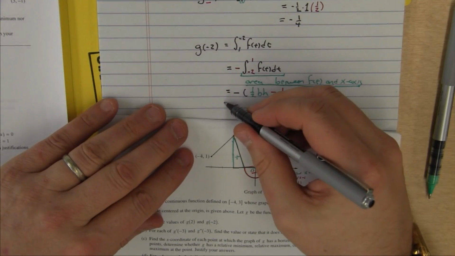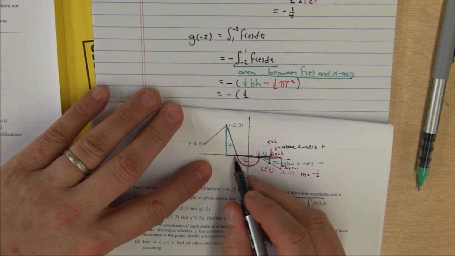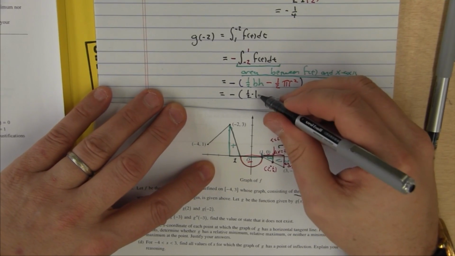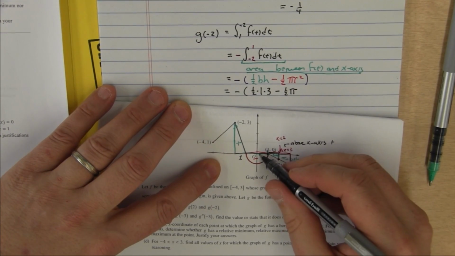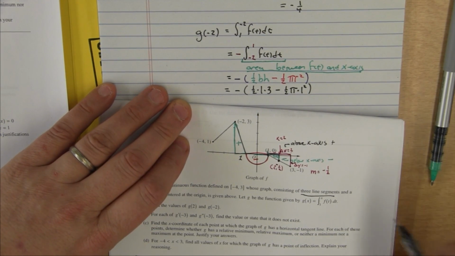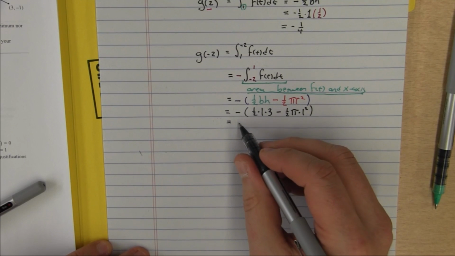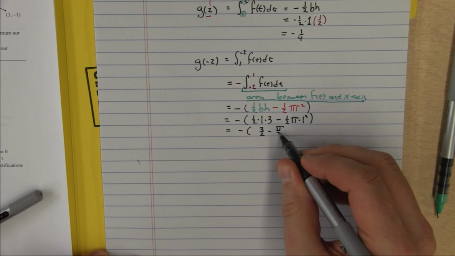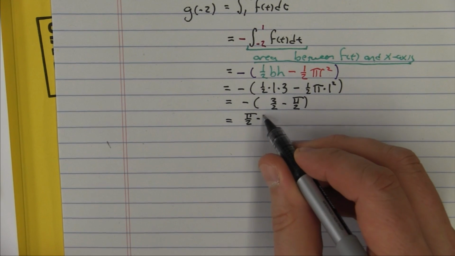Now we can just plug in some of our values. So that's negative, let's see, 1/2 times the base of the triangle, which is 1, times the height of the triangle, which is 3, and then minus 1/2 pi times the radius of the circle, which is 1, squared. And that looks like we've accounted for everything here. So now we can just go ahead and work this out. We get the opposite of 3/2 minus, looks like this is just going to be pi over 2. So I can distribute this negative sign, and I'll reverse the order of the terms and just get pi over 2 minus 3 over 2.